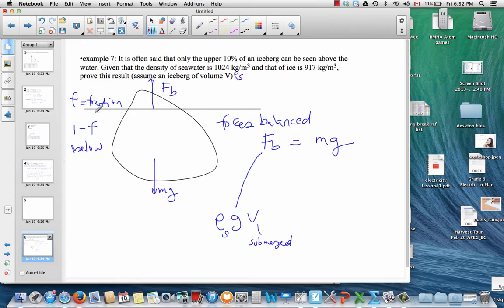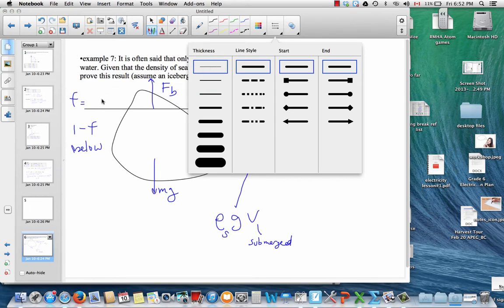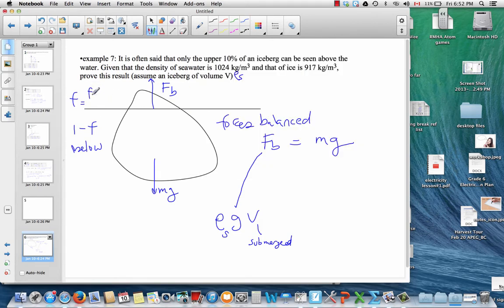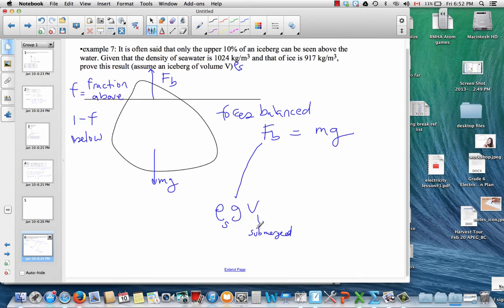So f is the fraction above, and 1 minus f is below. So the submerged volume then is going to be a fraction 1 minus f of the total volume, V. Okay, so that's the buoyancy.